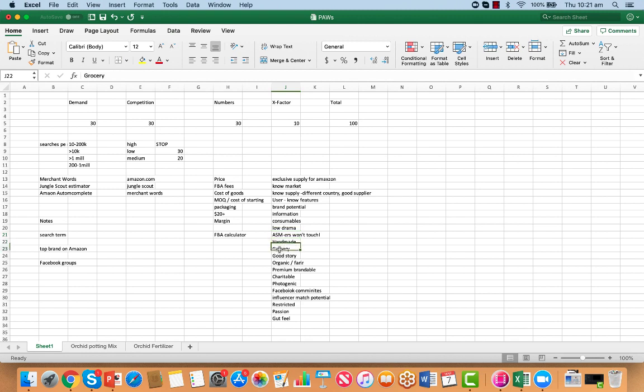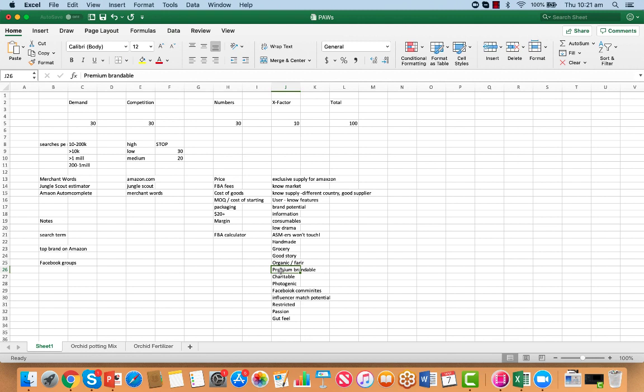I really like handmade. I really like the grocery category because it seems to be low competition at the moment. I like it when there's a good story about the product, where it comes from, how it's made, who makes it, who it's supporting. Organic or fair trade is good. If the brand can be done in a really premium way, that's great.